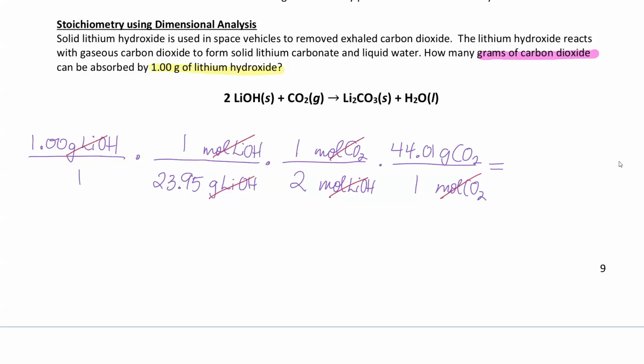How many significant figures should we report? 3, right? So what do we get? Great, 0.919. Whoops, that's the wrong color. 0.919 grams of CO2. Fantastic.